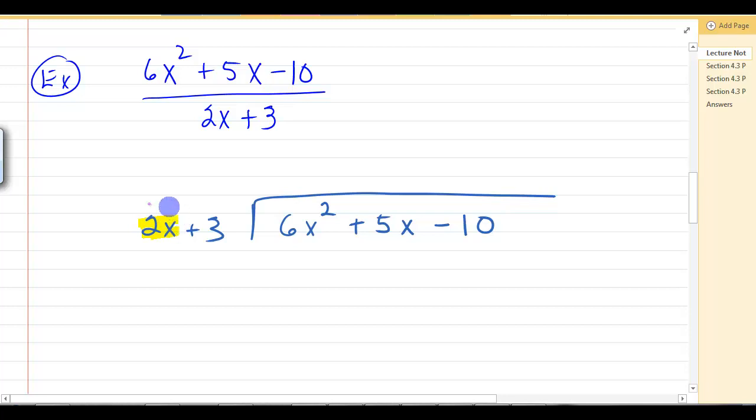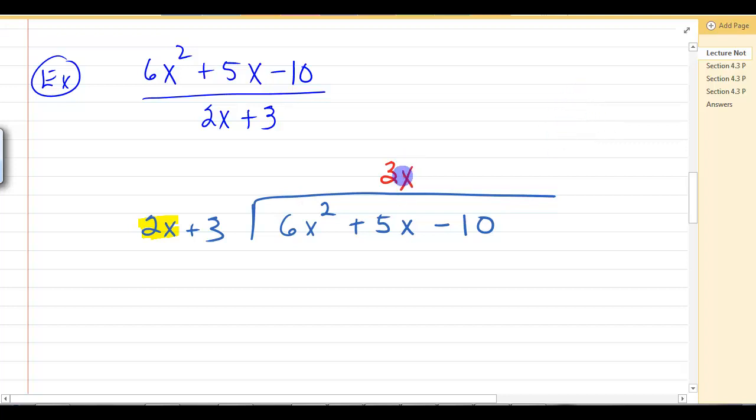We start out and we only think about this 2x, and how many times will 2x go into 6x squared? So you want to think about that, it's actually, this is what you're looking at, 6x squared divided by 2x, and you're reducing that. 2 into 6 goes 3, x into x squared goes x. So you have 3x. You don't write it up here, you write it over the term that matches. So 3x goes there.